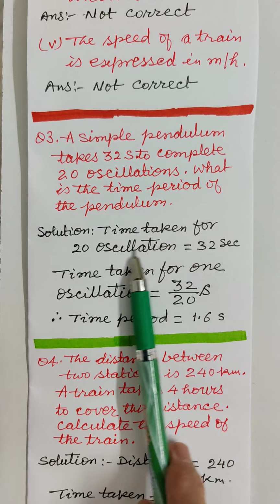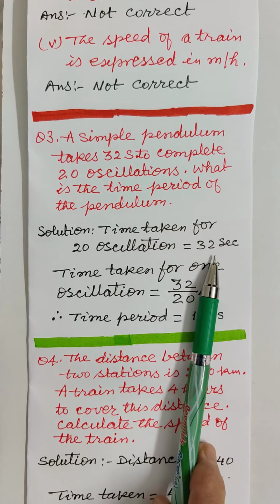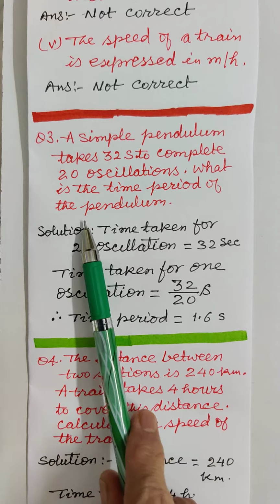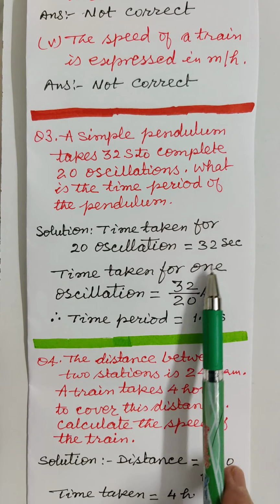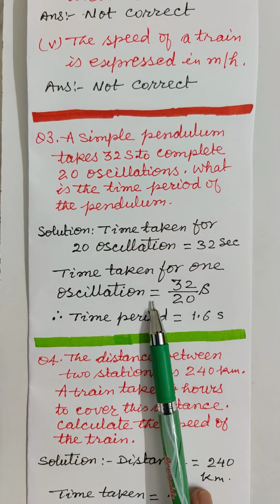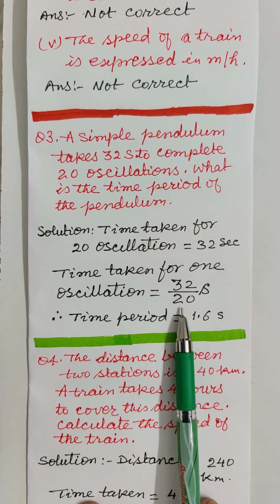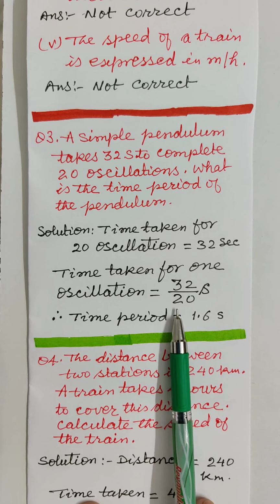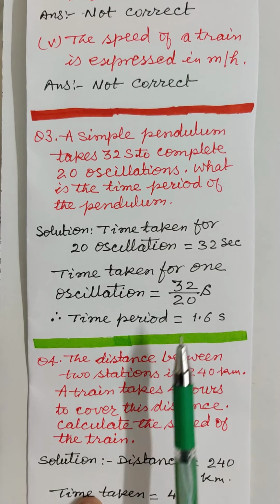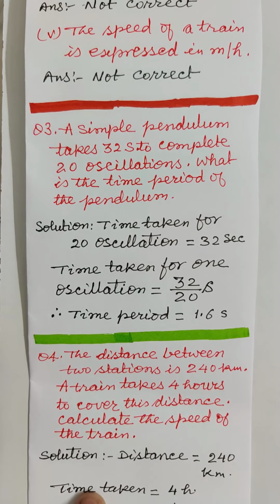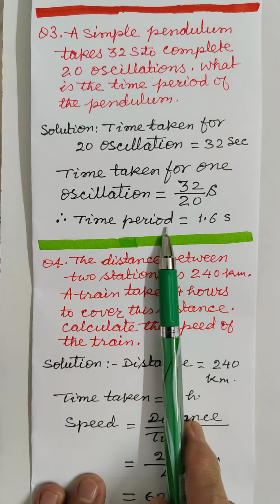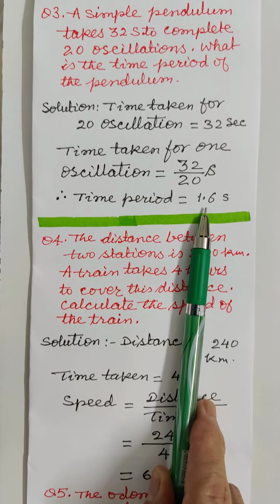So the time taken for 20 oscillations is 32 seconds, and we want to know the time period of the pendulum. So we shall divide 32 by 20. Time taken for one oscillation is equal to 32 upon 20, means the total time taken upon the number of oscillations. 32 upon 20 will give us 1.6 seconds. So the time period of the pendulum is 1.6 seconds.